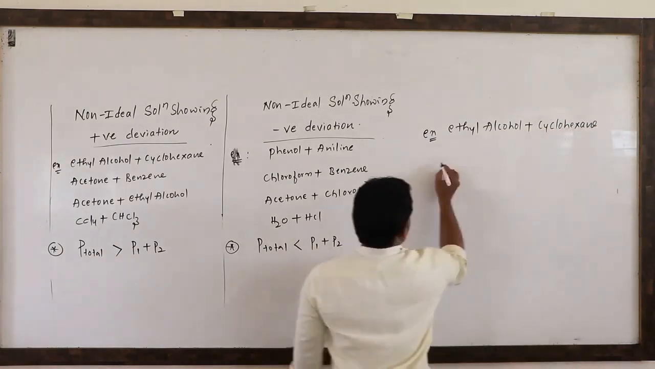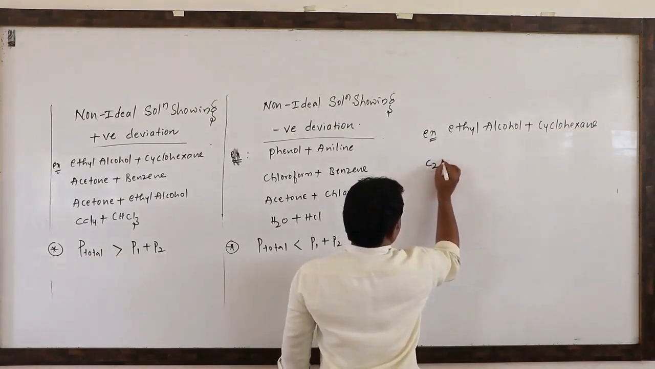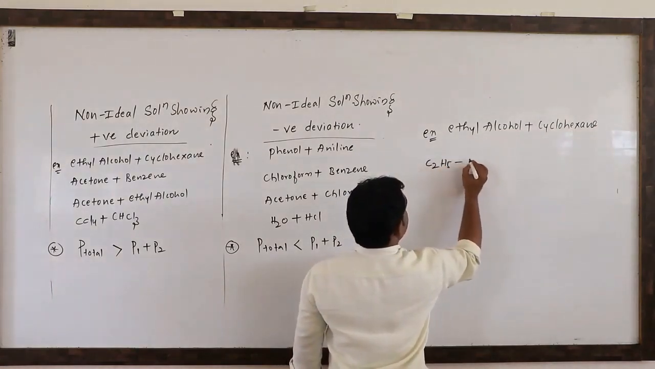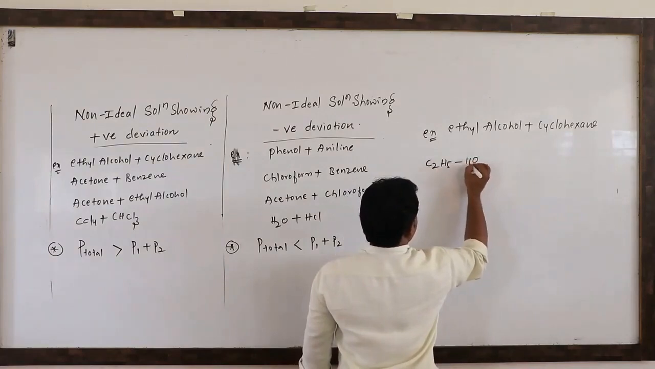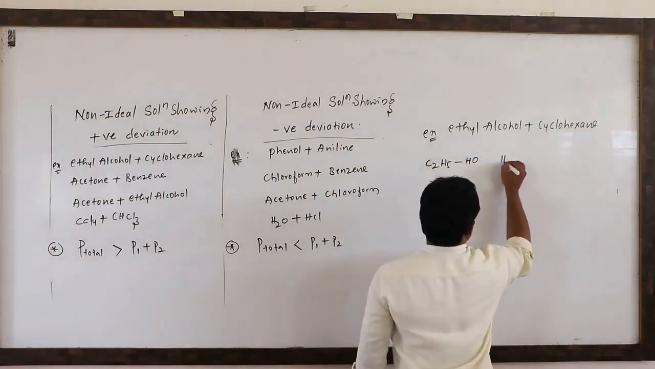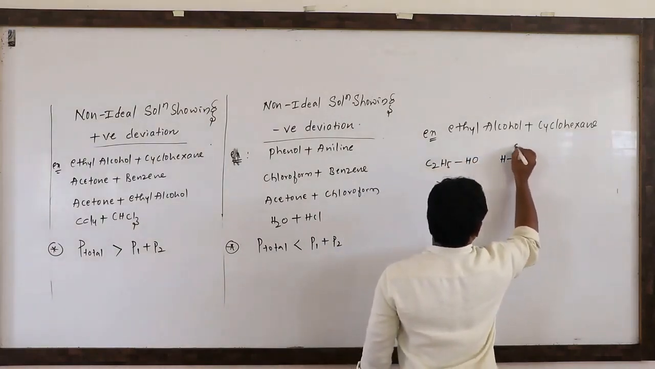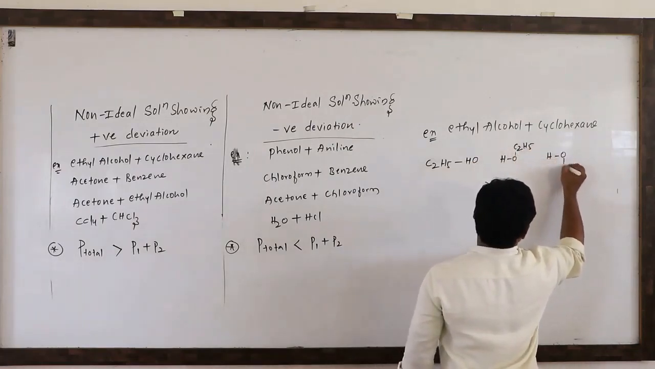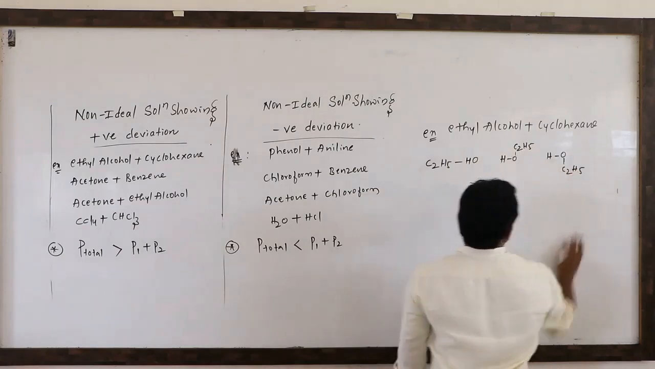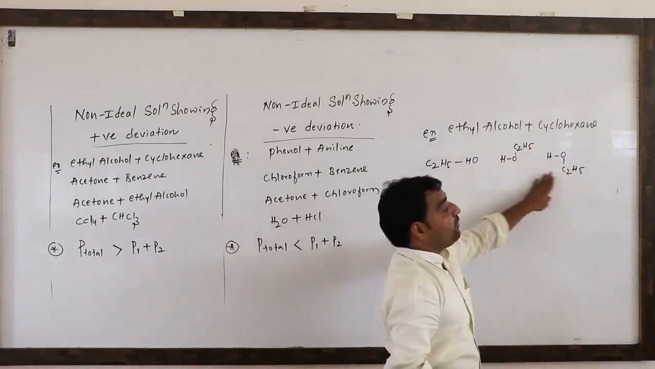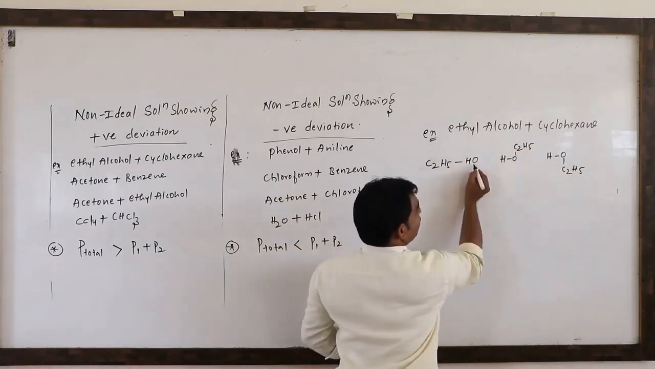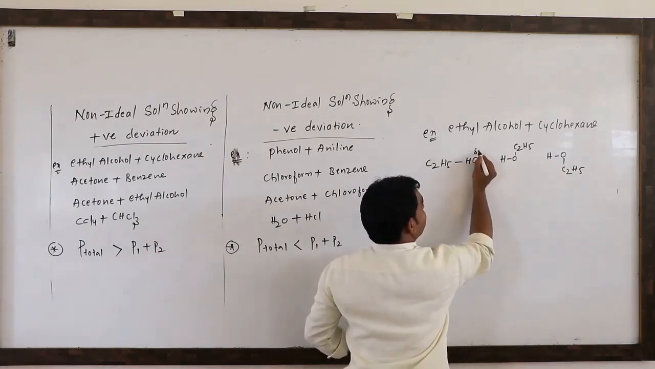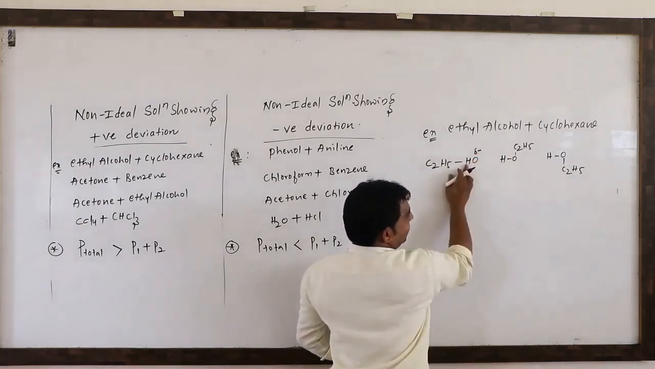So now I will write the ethyl molecule, ethyl alcohol, that is C2H5OH, and one more ethyl alcohol molecule, C2H5OH, and one more. So it is an AA type of interaction. Here oxygen is more electronegative, so that is a delta negative. Here it is delta positive.